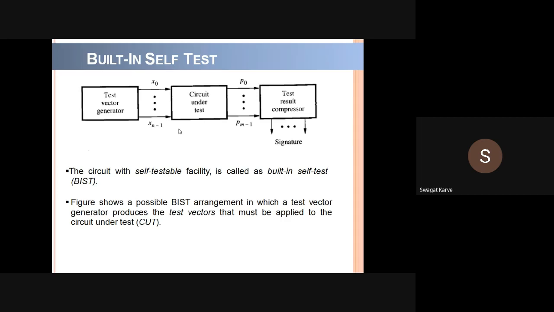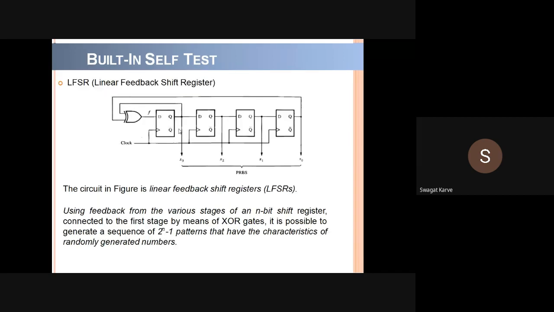What is next? This built-in self-test again has three main types: LFSR, the built-in logic block observer, and signature analysis. So built-in self-test can be carried out in these three sub-methods.